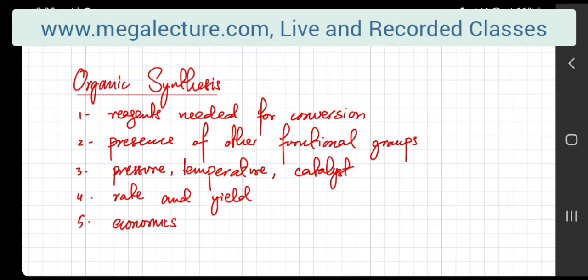Then the fifth one is obviously economics. All of the above. What is the cost of the reagents? What is the cost of maintaining a pressure, maintaining a temperature? When you're going to buy a catalyst, is it going to be expensive or not? Is the rate sufficient enough? Is it going to give you a good yield? So that all kind of boils down to economics. You're trying to get good economics out of it. You're making a medicine, you want to make it cheaply, so that you can earn a profit. So economics is a top priority.